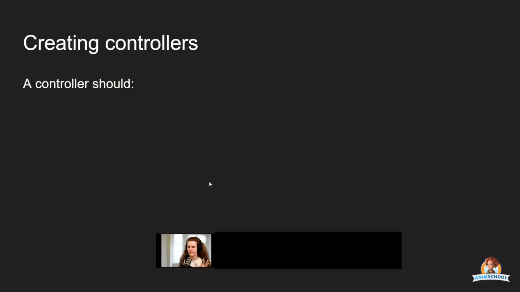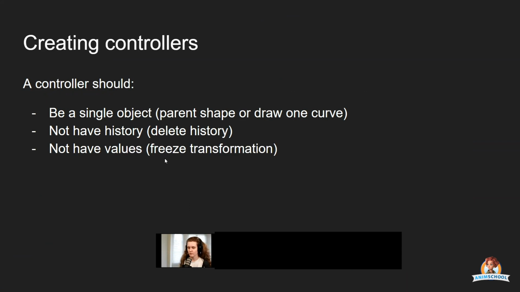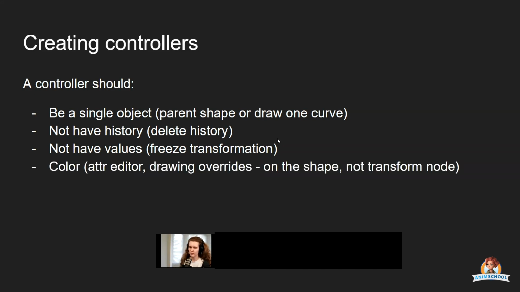All right, so important things about a controller is that it should be a single object, as we talked about earlier. The controller also shouldn't have any history. So a controller should be as light as possible. We also don't want controllers to have any values. It's because if the animator wants to zero it out, they won't be able to do that. So we can freeze the transformation and we can change the color in the attribute editor.